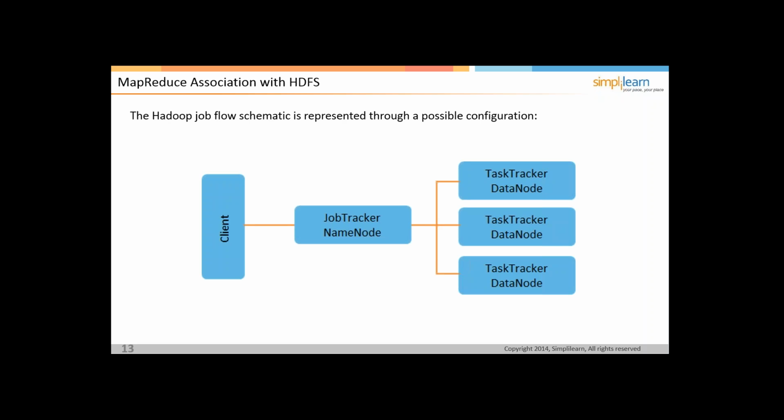So how does the Hadoop job flow work with HDFS? Whenever the client submits the job through the job tracker or the name node, the client can only interact with the master services. The client can never interact with the slave or worker services directly. The job tracker and name node then assign the jobs for the configuration side, for data storage and compute side, on the corresponding task trackers and the data nodes.